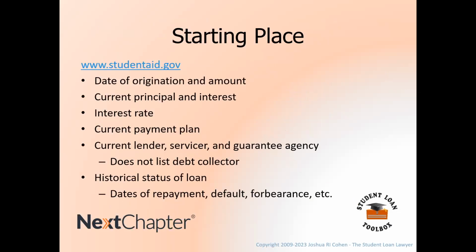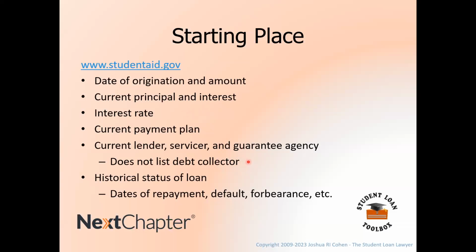Good question. So the starting place again is at studentaid.gov. The client is going to go there. They're going to sign in. They get the data, including the date of origination and the amount of the loan, the current principal and interest, along with the interest rate. Most of the time, they'll have their current payment plan. FFEL doesn't always include it. The current lender, servicer, and guarantee agency. It will not list the debt collector.